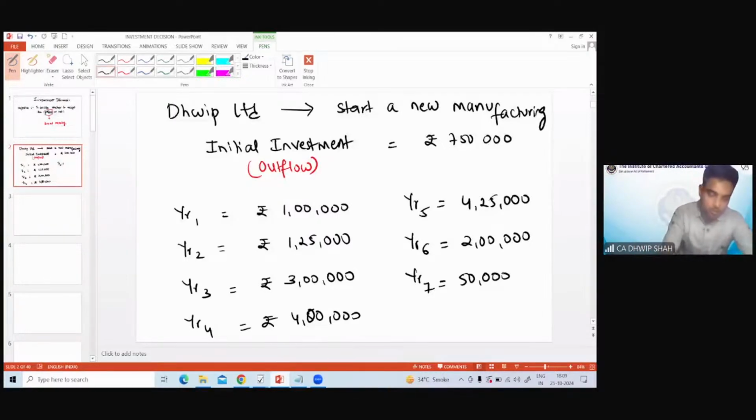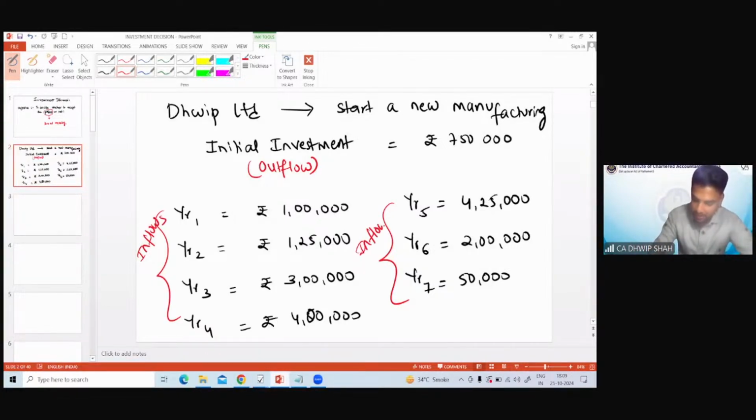So these all are cash inflows. Can you all help me in calculating my total inflows from starting this new manufacturing business? Can I say it's nothing but 1 lakh plus 1.25 plus 3 lakh plus 4 lakh plus 4.25 plus 2.50, which is 16 lakhs? Yes or no? 16 lakhs, everyone? Yeah, correct.